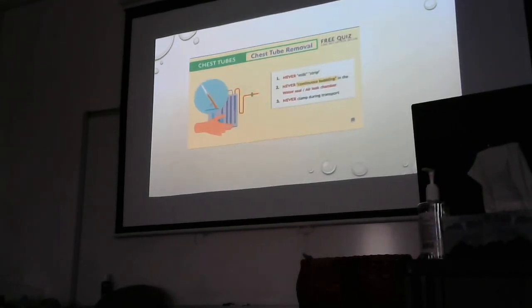And lastly, number 3, never clamp during transport. Now, we talked about this before. As a general rule on the NCLEX and exams, we never clamp a chest tube. Technically, clamping is only done a few hours before chest tube removal or when we're changing that drainage device. Because clamping a chest tube.